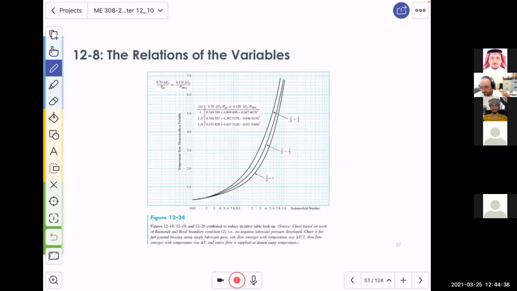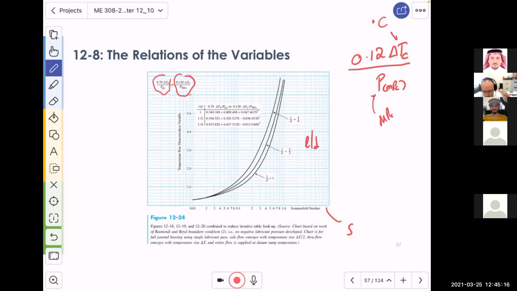Now, here we have a curve which is showing us, again, the Sommerfeld number with L over D curves, and then what is known as a dimensionless temperature rise variable. Now look at this variable. It is 0.12 delta Tc divided by P in megapascal. You may ask a question, how is this dimensionless? I mean, this one is in degrees Celsius, and this one is in megapascal.